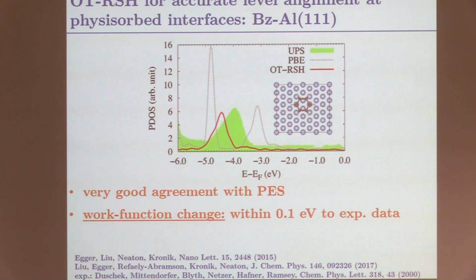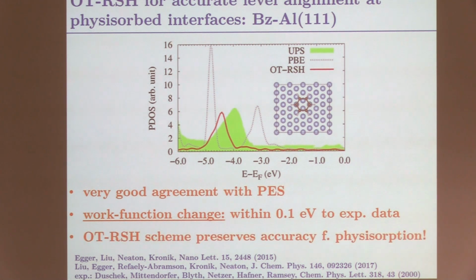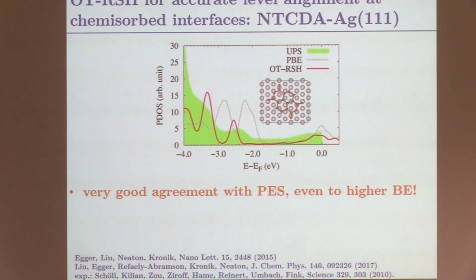Now, since we do this self-consistently, we get a charge density in the end. We can compute a change in the work function, and we find it to be very close, which is very nice because not only did we improve on level alignment, but we also found nice agreement for other properties that are important. So physisorbed systems are predicted well, and to our great satisfaction, also chemisorbed systems are predicted well.